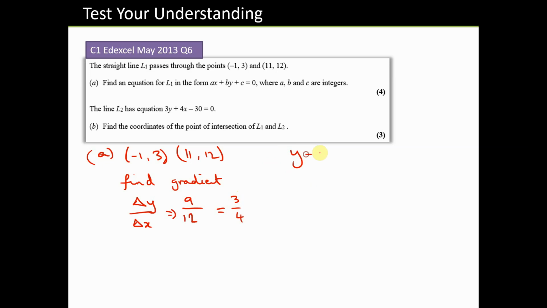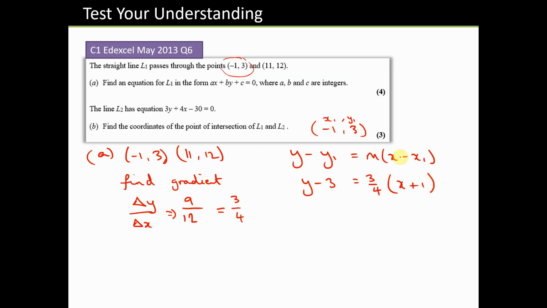From class, you'll know that we have this new formula of y minus y1 equals the gradient times x minus x1, where you can pick any coordinate for your x1 and y1. I'm going to pick this first coordinate, (-1, 3). So this is going to be x1 and this is going to be y1. So y minus 3 equals the gradient, which is 3/4, times x minus minus 1, so this would turn into a positive 1. That's why I chose it, because the minus disappears.